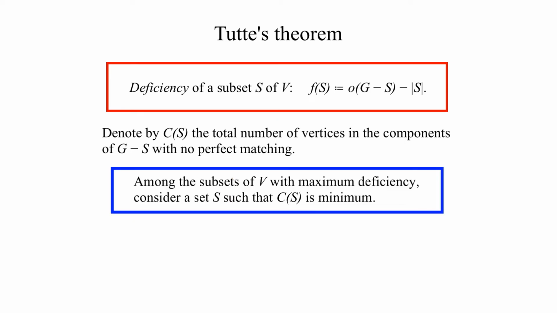We now introduce the most important object of this proof. It is the set S, which will be proved to be a Tutte set of G. Among the subsets of V with maximum deficiency, consider a set S such that Cs is minimum. The deficiency of a set with just one vertex is 0 or more. It follows that the deficiency of S is 0 or more. We shall show that, in fact, the deficiency of S is strictly positive. That is, S is a Tutte set.